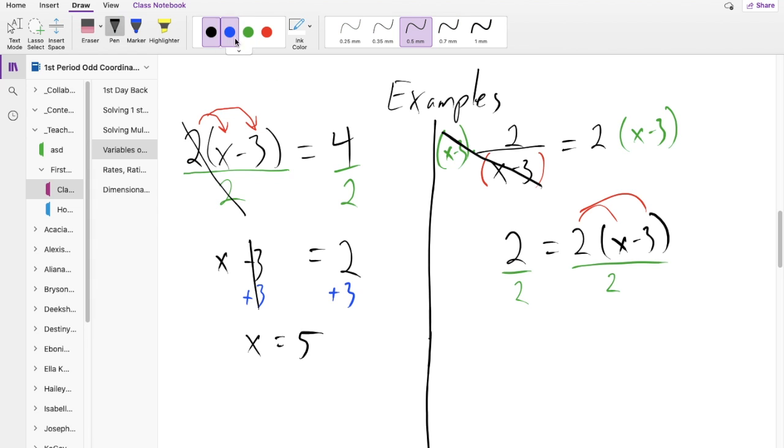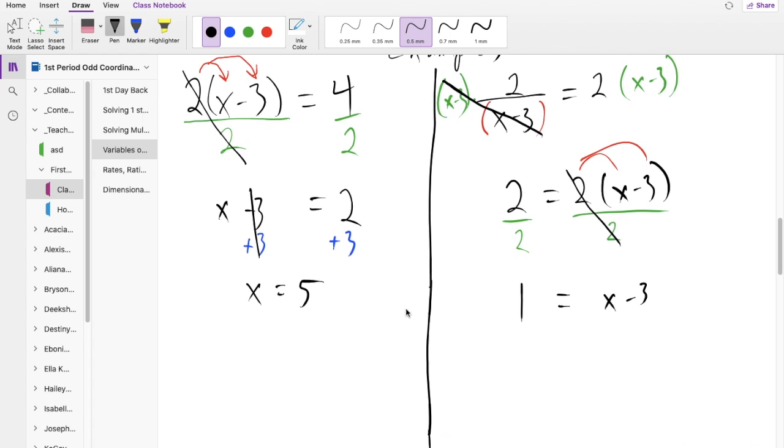But this positive 2 and this 2 in the denominator are going to cancel away to give me 1, because 2 divided by 2 is just 1. And over on the left side, I'm going to do 2 divided by 2, and I get out again 1. So on the right side, I'm left with x minus 3. So now, again, I have nothing being multiplied to these parentheses, so I'm just going to erase them. And I'm going to add 3 to both sides.